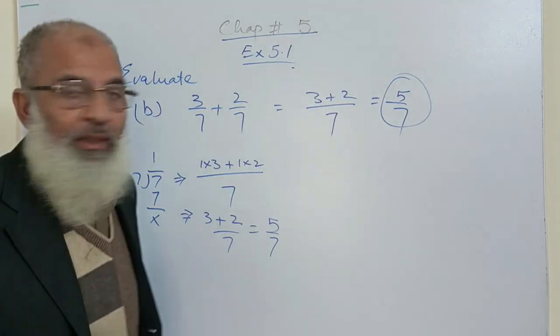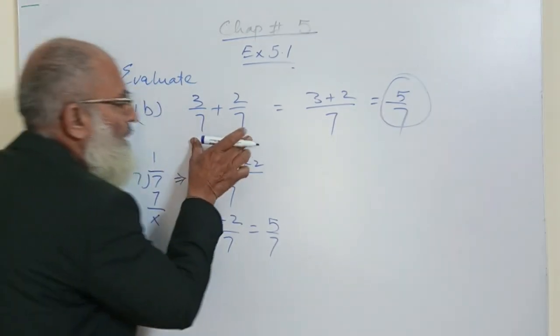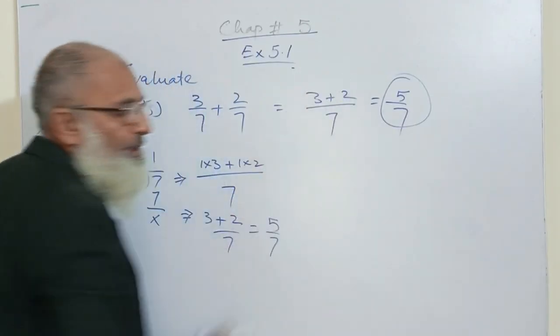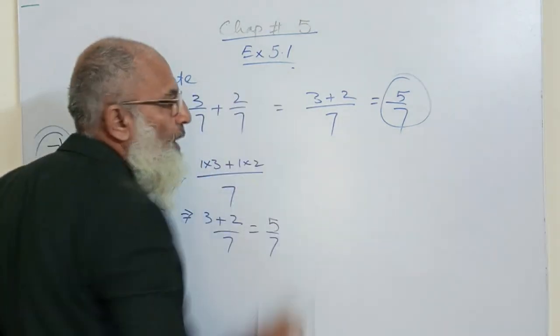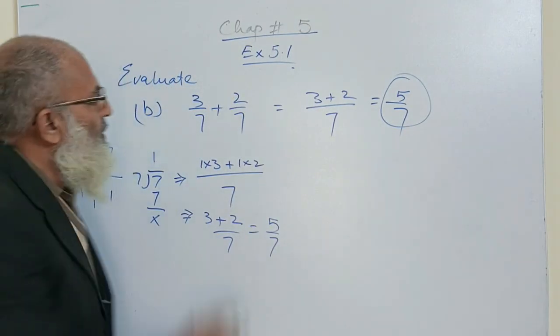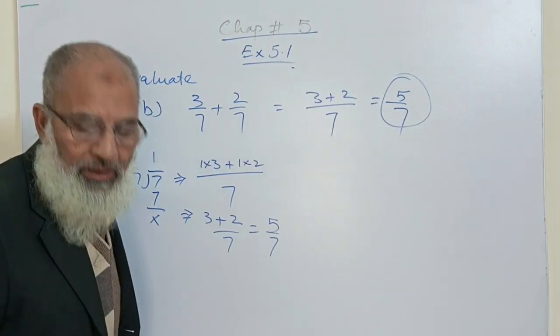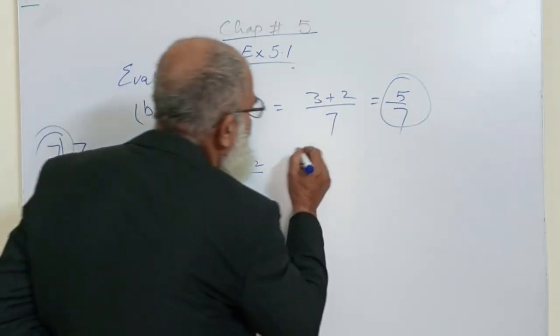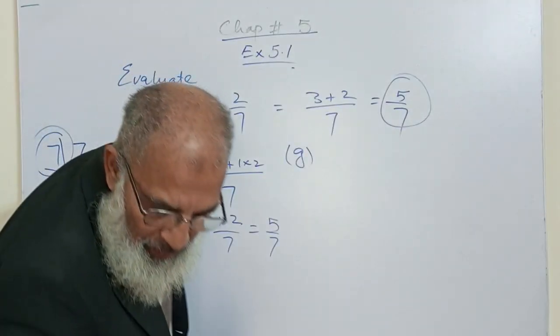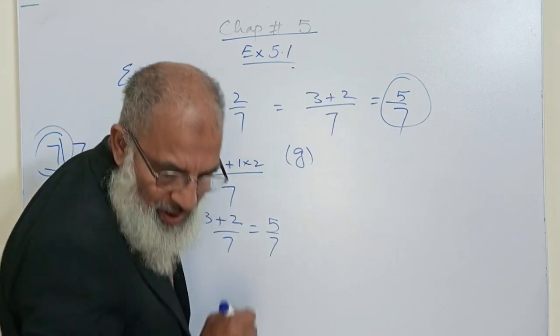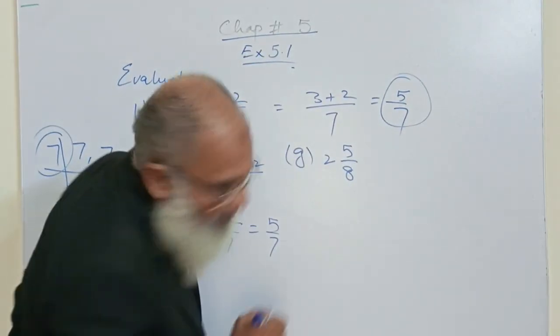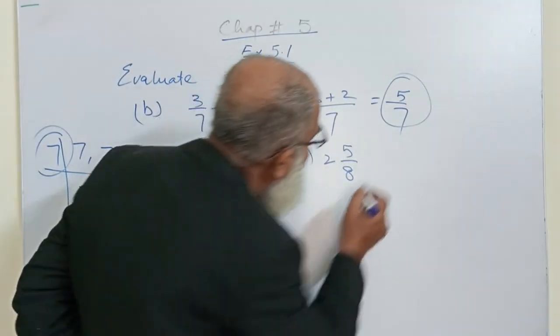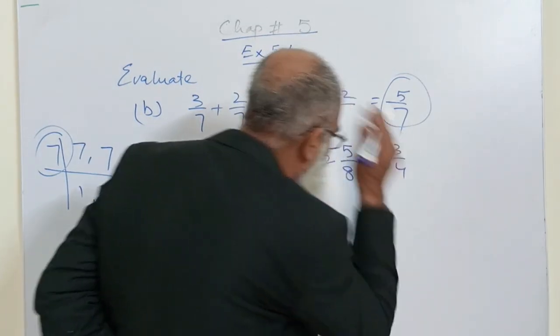And mind it that whenever you get the common denominator, you take 1 out of it and just add them in a straight line, but only and only when you get the same denominators. Let me do another question, which is part G. Now this is 2 5 upon 8 plus minus 1 3 upon 4.